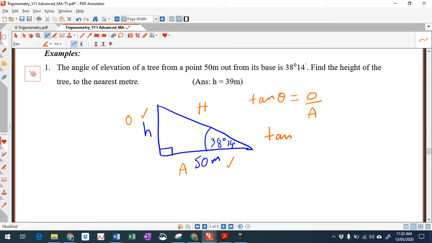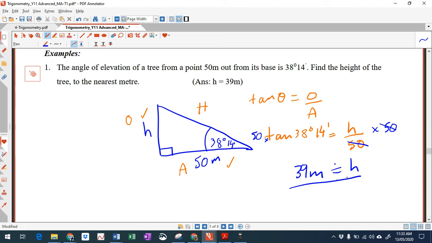So tan of 38 degrees 14 minutes is equal to H over 50. And then we're going to multiply both sides by 50. It cancels the 50s, and then you get H on this side, and you're going to work out 50 times tan 38 degrees 14 minutes, which equals 39 meters to the nearest meter.